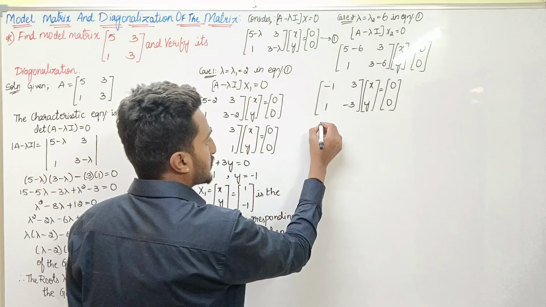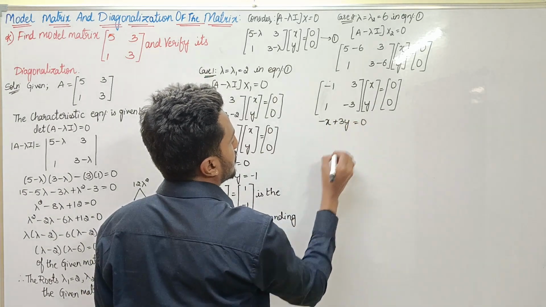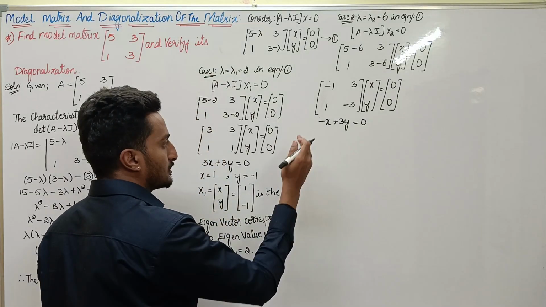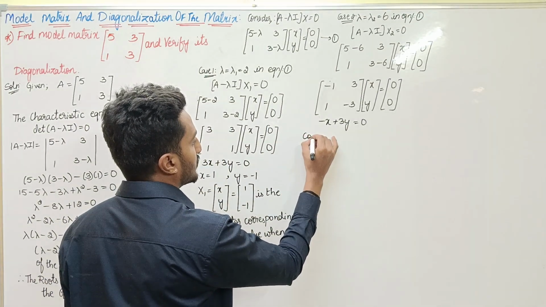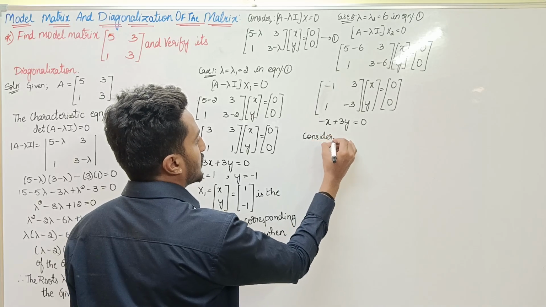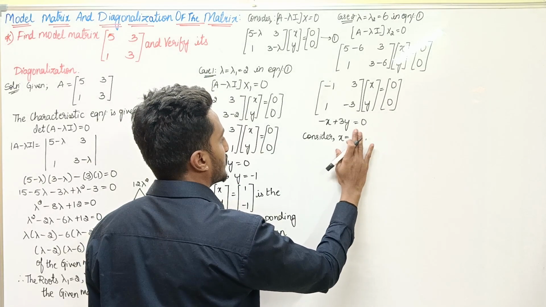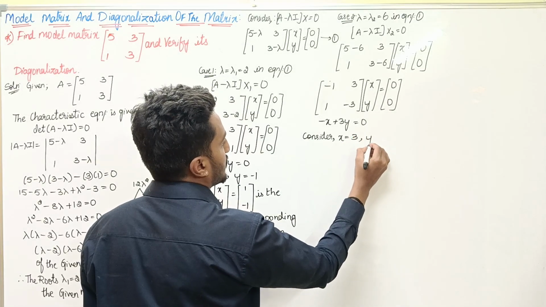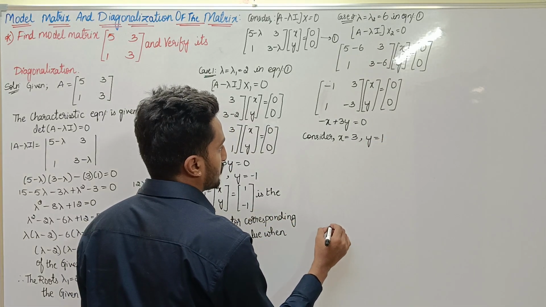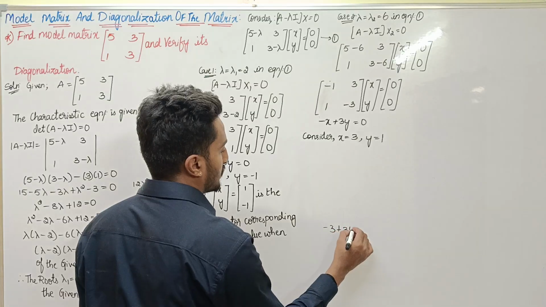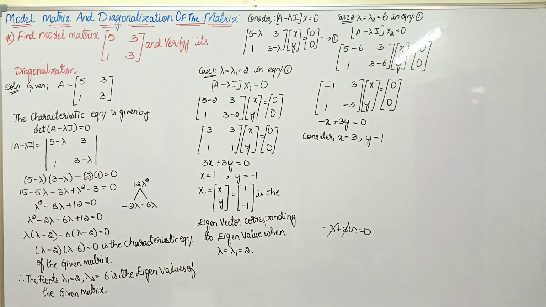Now see, the first row and second row are the same. Represent this in linear equation form: minus x plus 3y equal to 0. Choose x and y so that LHS equals RHS. So I consider x equal to 3 and y equal to 1. Then LHS will be equal to RHS. If you need, you can check: minus 3 plus 3 into 1, minus 3 plus 3 get cancelled. The solution will be equal to 0.